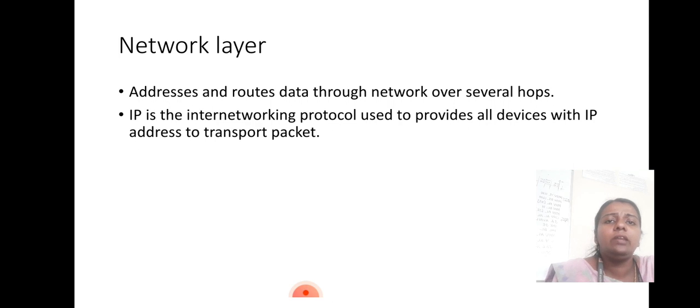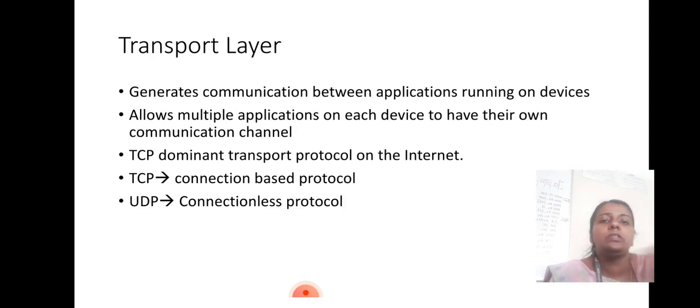So the network layer addresses and routes the data through the network over several hops. IP, that is the Internet Protocol, is used to provide all devices with an IP address. Next is the transport layer. It generates communication between the applications running on the devices, and it also allows multiple applications on each device to have their own communication channel.